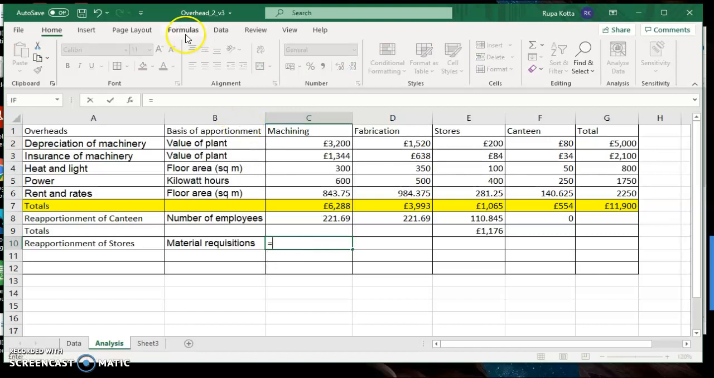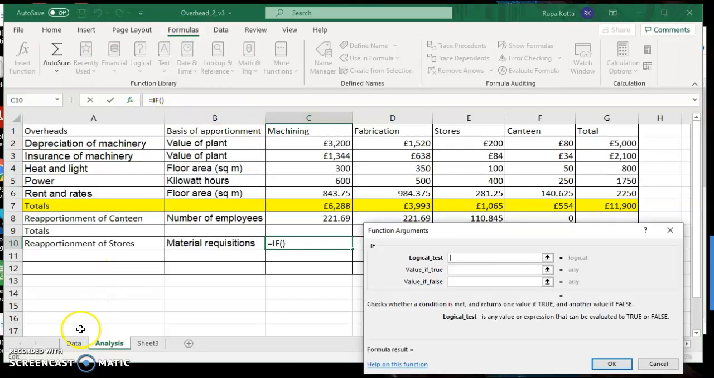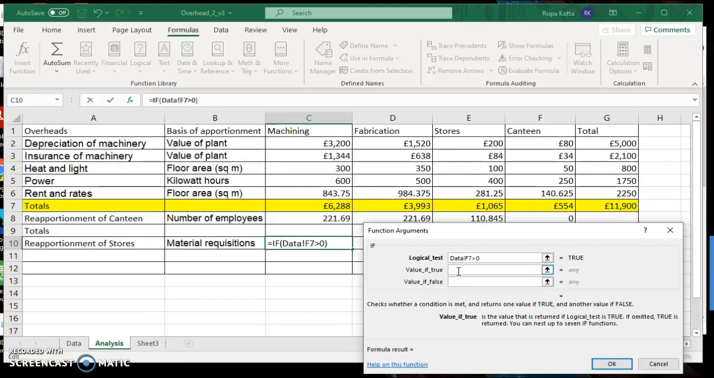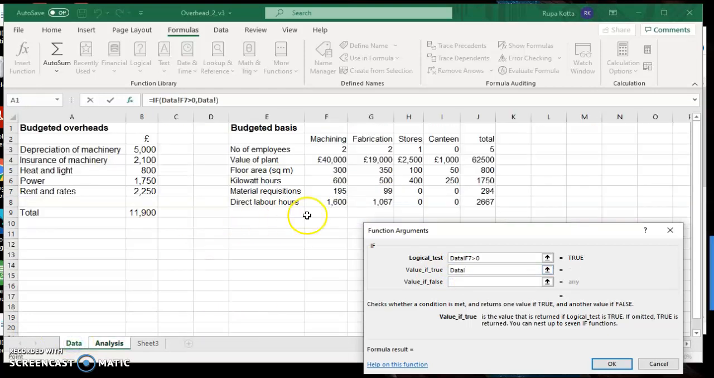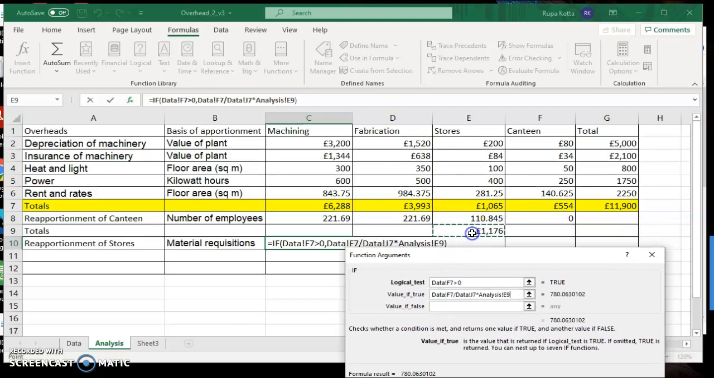So equal to, formulas, logical, IF. Material requisitions in F7 is greater than 0. That is, only if the condition is true do you want to calculate the formula. So it is material requisitions of the machining department divided by the total material requisitions, multiplied by the cost of the stores department, which is over here.